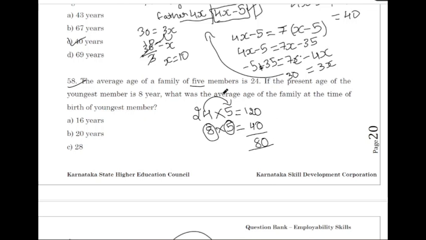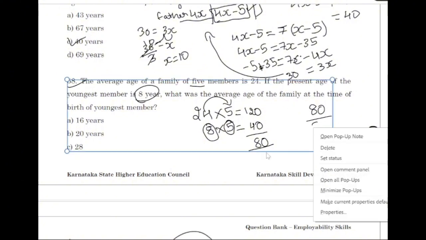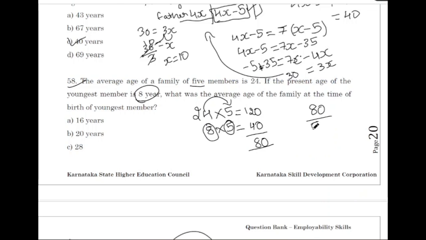They're asking what was the average age of the family at the time of the birth of the youngest member. So we know the total age, that is 80, and we know that this fifth member was not born, so it will not be 5, it will be 4. 4 ones are 4, 4 twos are 8, and 0, that is 20. So the average age of the family at the time of the birth of the youngest member is 20. Now it is 24. Before 8 years, it was 20.